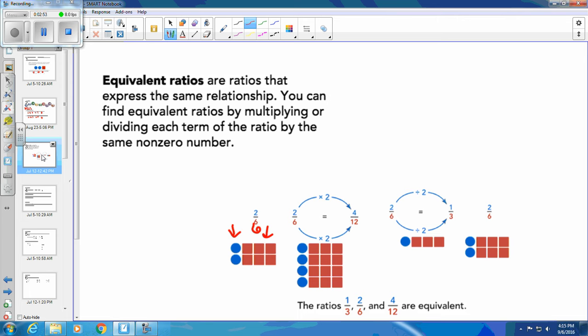The same is true with using division. In this first example I multiplied, in the second one I'm going to use division. I took the first term of 2 and divided it by 2 to get 1, and then I took 6 and divided it by 2 to get 3. So the ratios 1/3, 2/6, and 4/12 are equivalent.